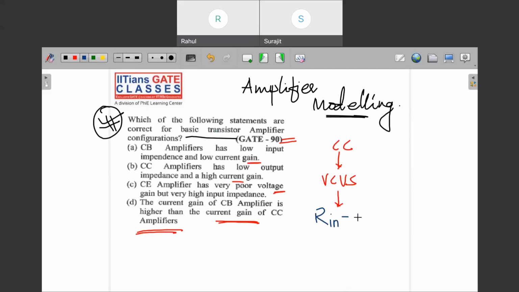Rin will be high, sir. And R out should be what? R out should be low, sir. Okay. And as this is a common collector circuit, it is also known as emitter follower.